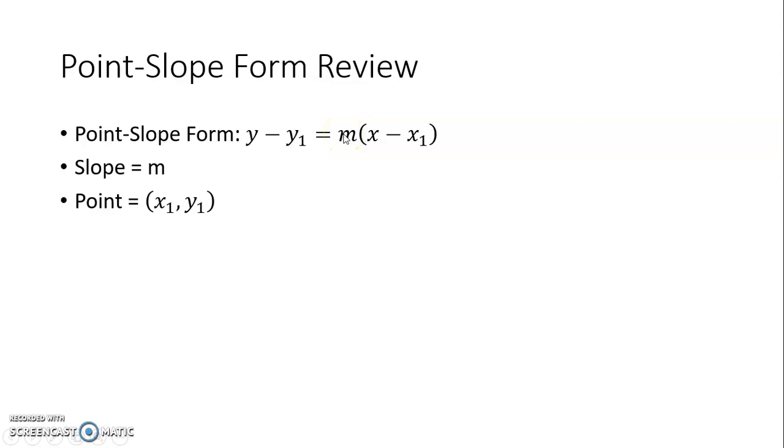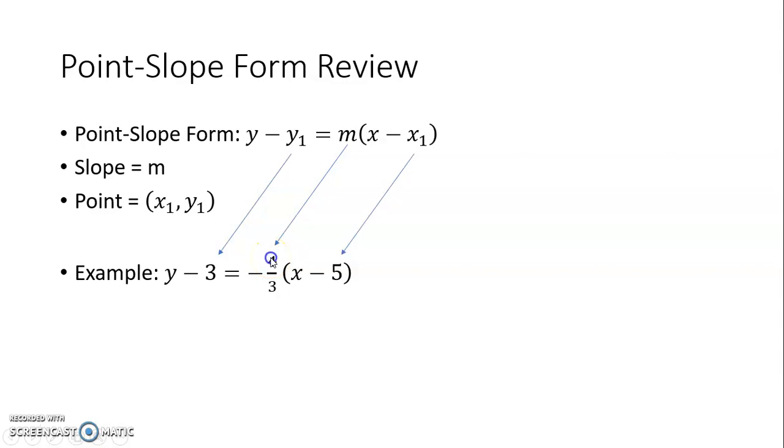This is really nice when it comes to graphing, and you'll see that as we move forward, and you'll definitely see that in your algebra classes. So let's take an example. In this example, we have y minus 3. Notice the y1 is in the place where the 3 is, so that's our y1 coordinate. Okay, the m is negative 4/3, that's the slope of our line. And then the x coordinate is 5.